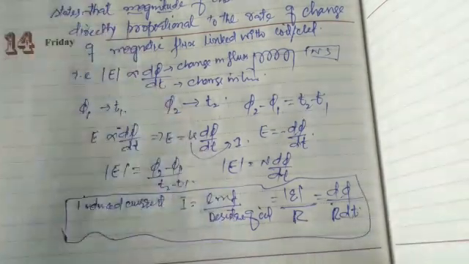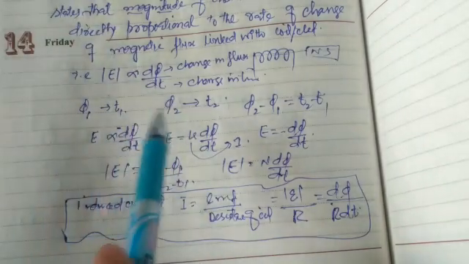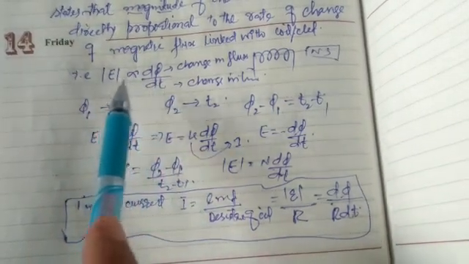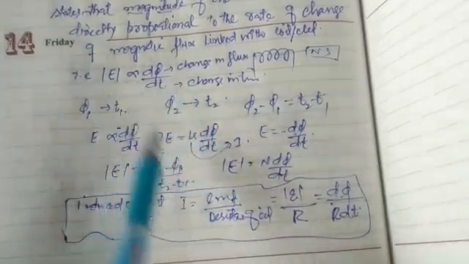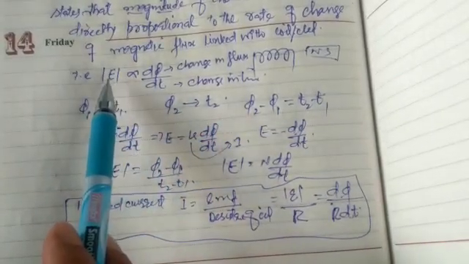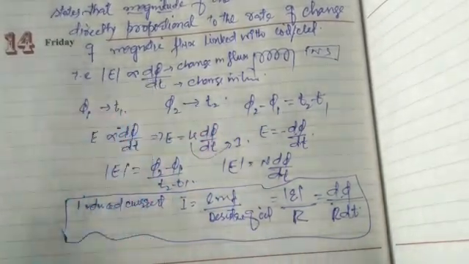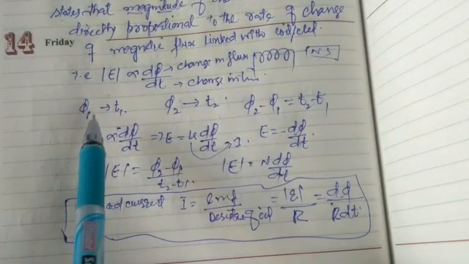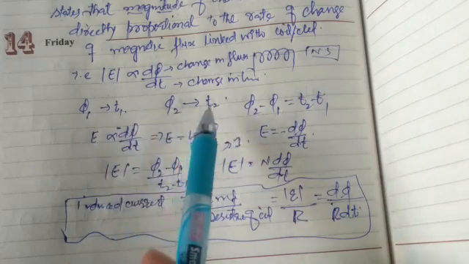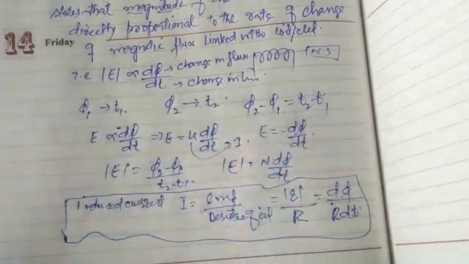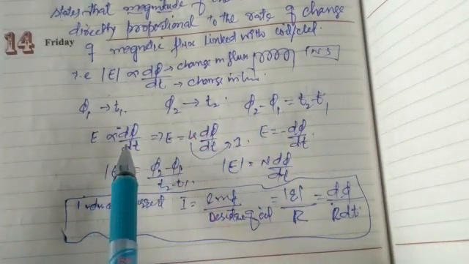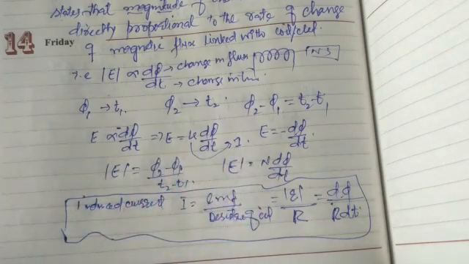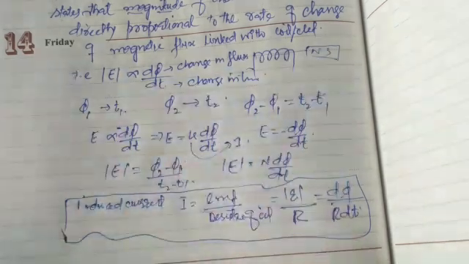So from this law we can conclude how much, by magnitude, is the change in the magnetic flux. The induced EMF E is directly proportional to d phi by dt, where phi 1 is the flux at t1 and phi 2 the flux at t2, and this is the change in flux. The negative sign implies that the induced EMF produced in the coil opposes the cause by which it is produced, that is, the change in magnetic flux.